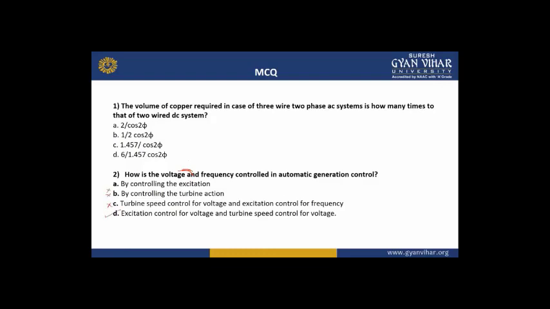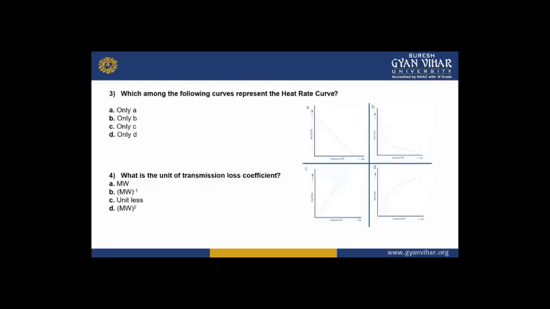This is wrong. So excitation control for the voltage and turbine speed for the, this is also wrong, I think. No, this is also wrong. None of the above. The speed control for frequency. Over here, it must come over here, frequency. Okay, then it is correct.